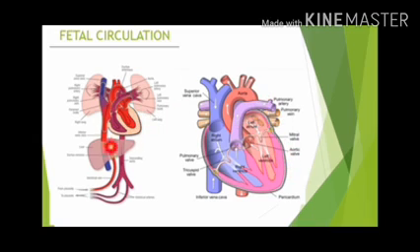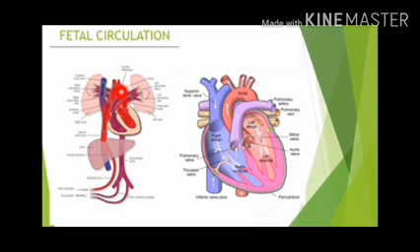Coming to the fetal circulation, we have some special parts like the placenta. The placenta is attached to the uterus of the mother. And the ductus venosus means mixing of two veins. And the foramen ovale, a special opening between the right atrium and left atrium. And the ductus arteriosus means mixing of two arteries, that is the pulmonary artery and aorta. These are the special features in fetal circulation.